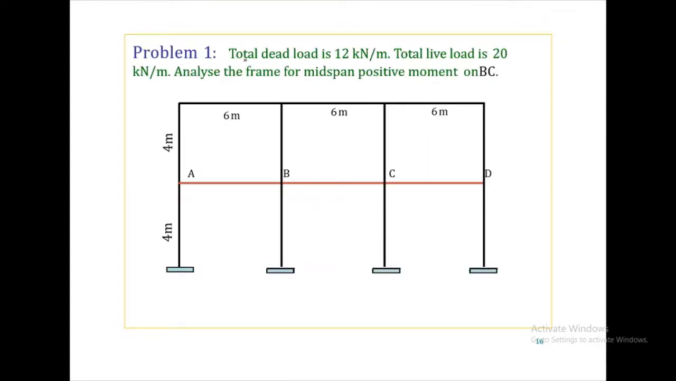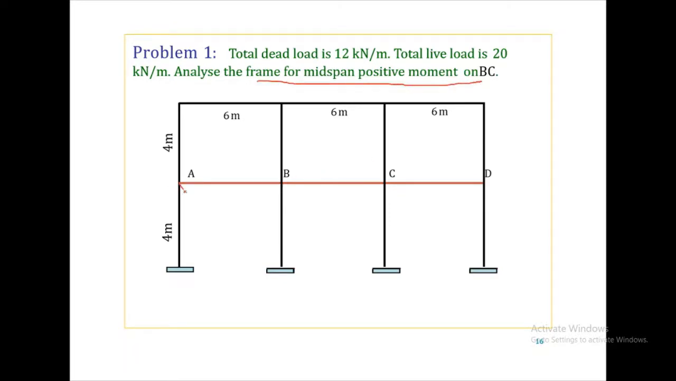So in this problem, they have asked us to analyze a frame for midspan positive moment on BC, and they have given that the total dead load is 12 kN per meter and total live load is 20 kN per meter. The column heights are 4 meter and beam length is 6 meter. And this is our span BC, for which we will have to find the maximum midspan positive moment.